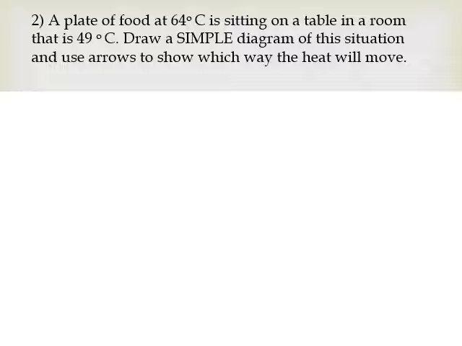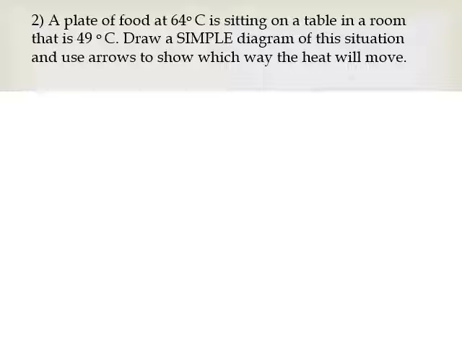Similar situation. It says a plate of food at 64 degrees Celsius is sitting on a table in a room that is 49 degrees Celsius. So it's kind of like what I mentioned before, hot food going into another room. A plate of food at 64 degrees sits on a table in a room that's 49 degrees. And again, just want you to draw a simple diagram of this situation. Use arrows to show which way the heat will move.